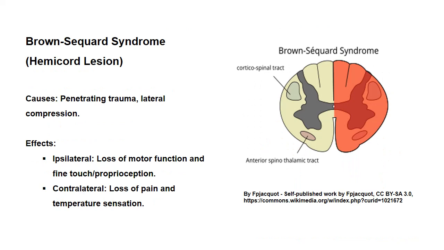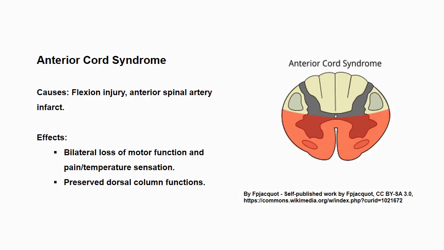Brown-Sequard syndrome, also known as hemicord lesion. It is caused by penetrating trauma or due to lateral compression. Effects include ipsilateral or same-side loss of motor function and fine touch and proprioception due to affected corticospinal and dorsal column medial lemniscus tracts, respectively. Contralateral or opposite side loss of pain and temperature sensation due to affected spinothalamic tract.